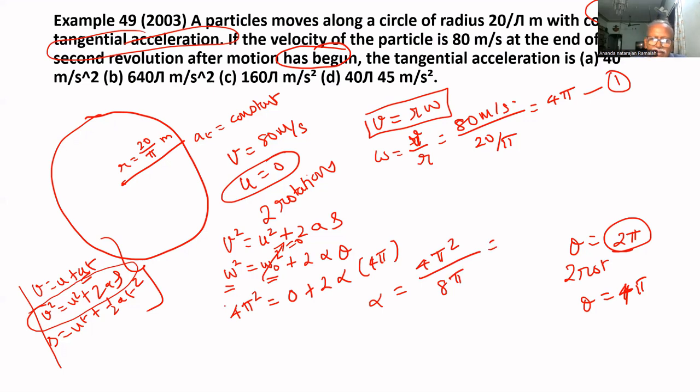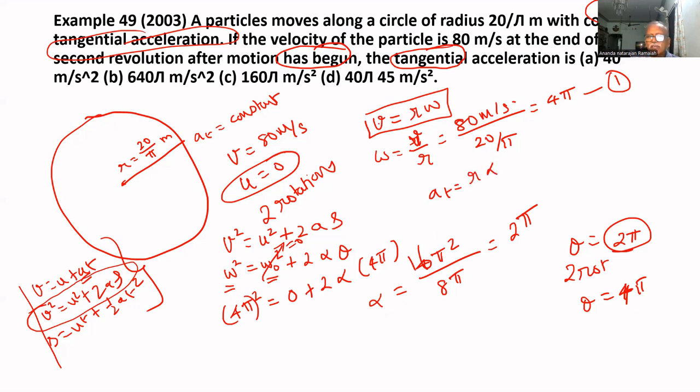Therefore, 4 pi whole square, that is 16 pi square, divided by 8 pi. Therefore, 2 pi is the angular acceleration. But here it is asked the tangential acceleration. Tangential acceleration means the linear acceleration. What is the relation between them? At, the tangential acceleration, equal to R alpha.